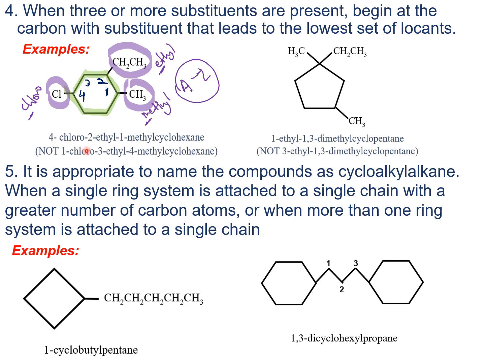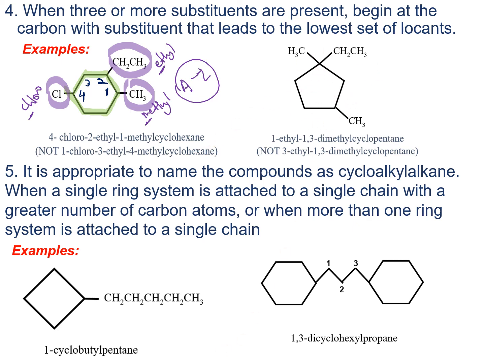So 4-chloro, and then ethyl, because it is E, the alphabet E. But it is at the position of carbon number 2. So 2-ethyl-1-methyl, then the parent name, which is cyclohexane. And then this one as well.